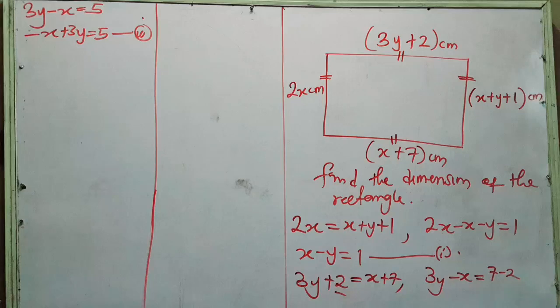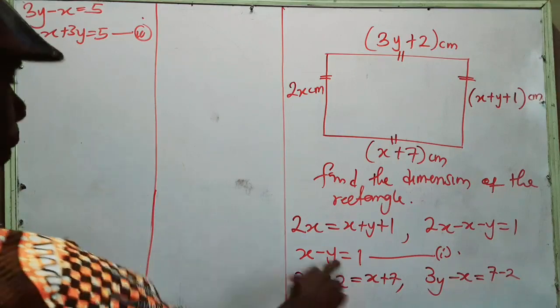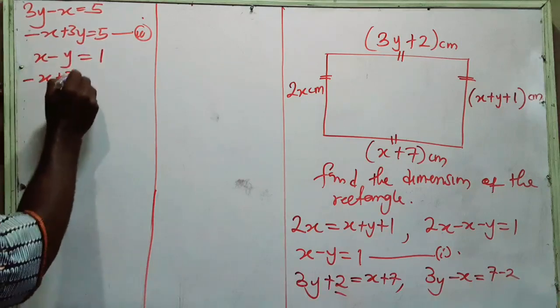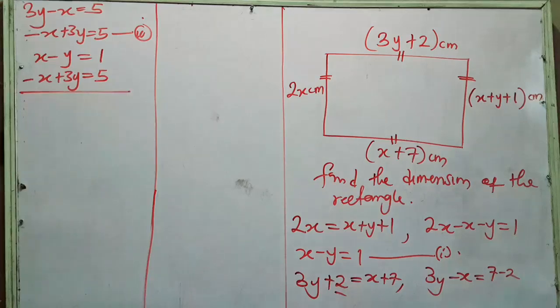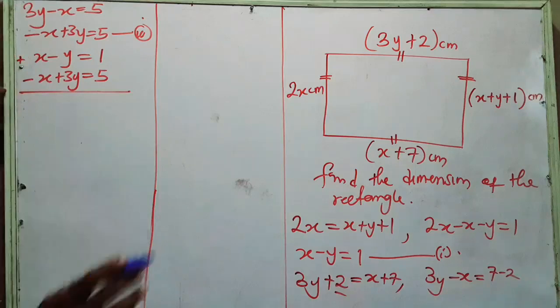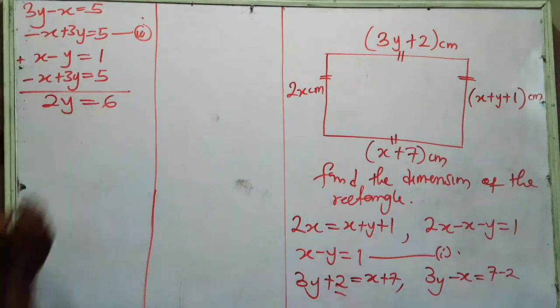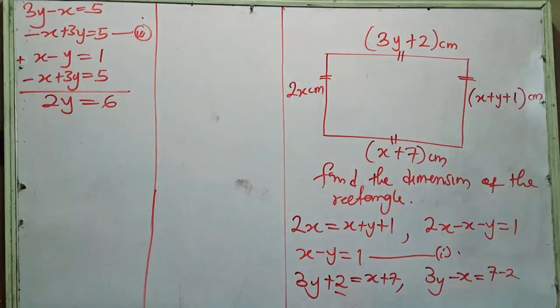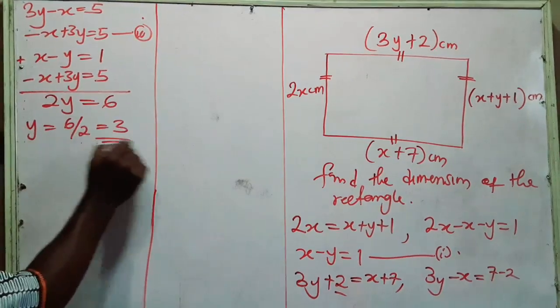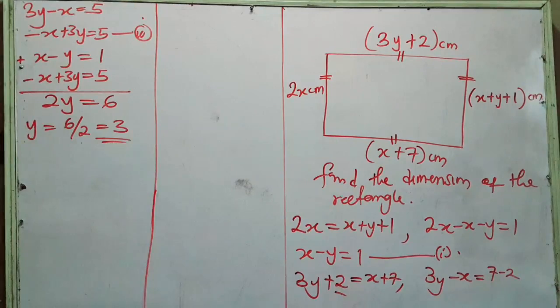So in view of this, we now combine equation 1 and 2. This is our equation 1: x minus y is equal to 1, and minus x plus 3y is equal to 5. So here we have to apply the elimination method. You just have to add the two equations together. We have plus x plus minus x will give us 0, minus y plus 3y will give us 2y is equal to 6, because 1 plus 5. So let's divide both sides by 2. We have y is equal to 6 over 2, which is equal to 3. So now the value of y is equal to 3.